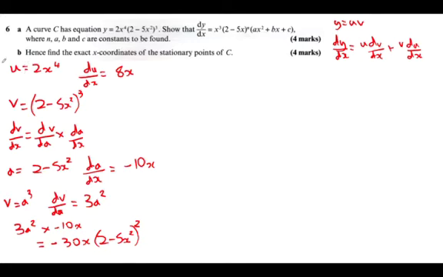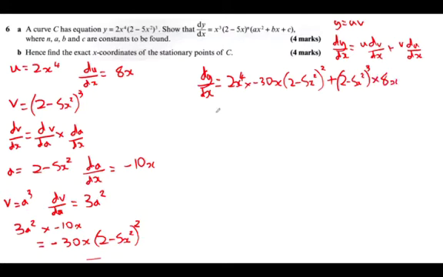Okay, so I have my u, 2x to the 4, I have my du dx, 8x, I have my v, 2 minus 5x squared all to the power 3, and I have my dv dx, minus 30x, 2 minus 5x squared all squared. So now I need to combine these using the product rule here. So dy dx equals u, 2x to the 4, times dv dx, which is here, times minus 30x, 2 minus 5x squared, all squared, plus v is here, 2 minus 5x squared, all cubed, multiplied by 8x. Okay, so let's simplify this down a little bit.